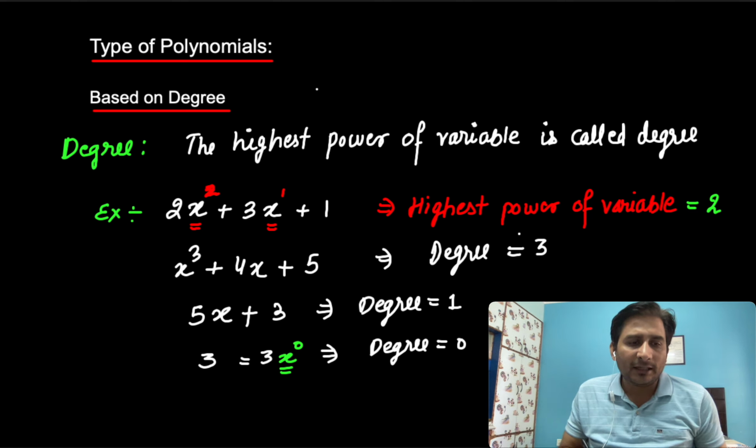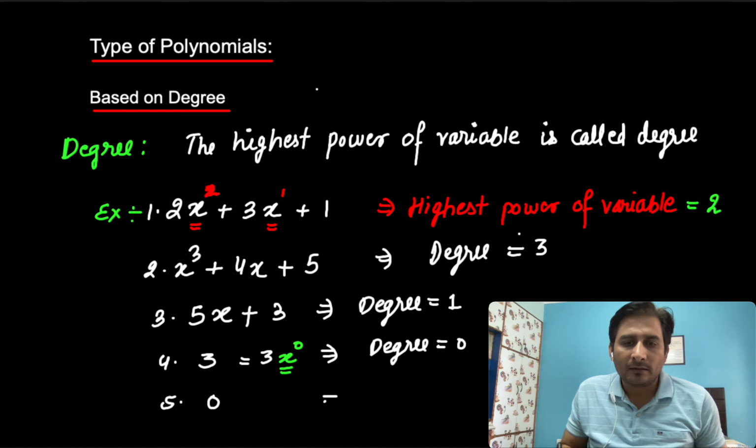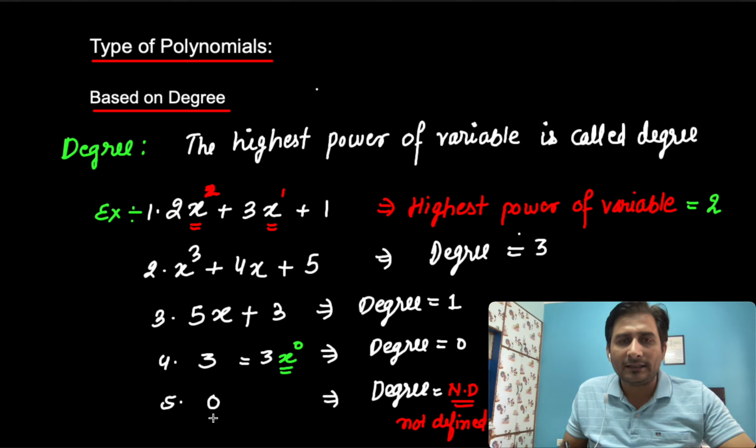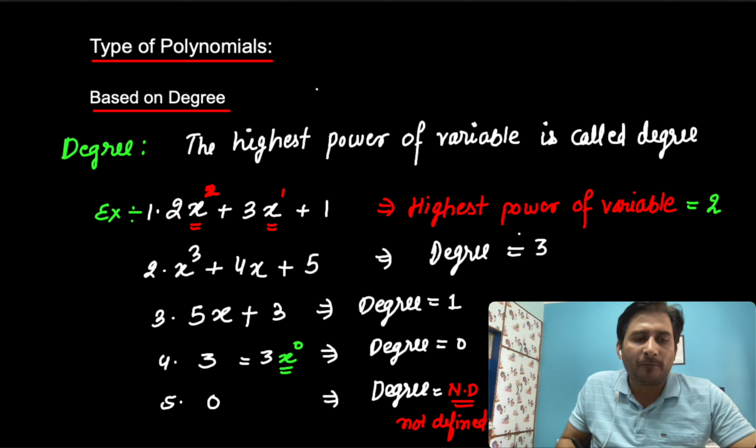Now let me take another case. If I write only 0 here, what is the degree in this case? No, degree is not 0 in this case. No, it's not 1 also. In this case, degree is not defined. I will explain to you why its degree is not defined. Now, let me first discuss the types of polynomial based on the degree here.